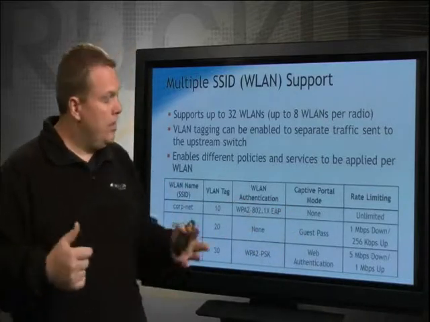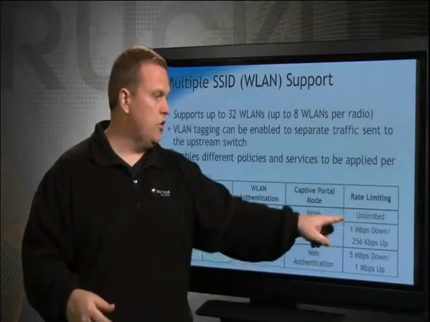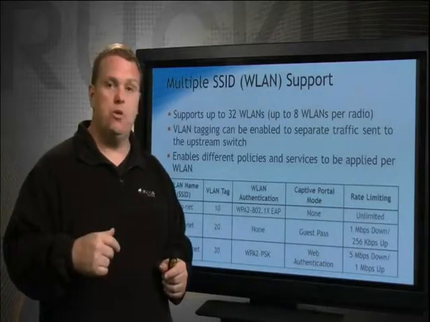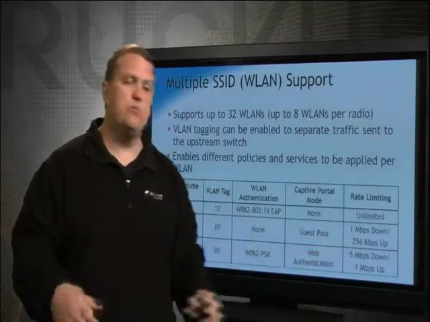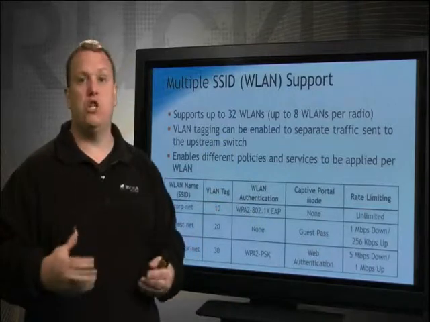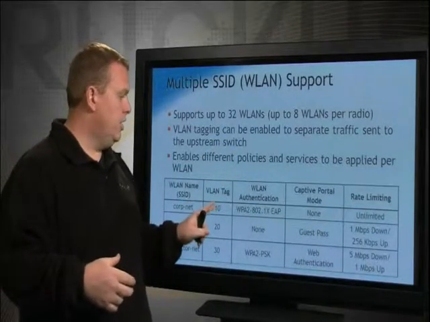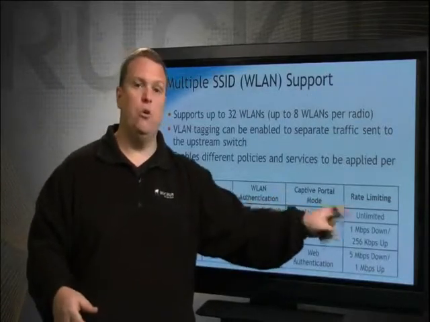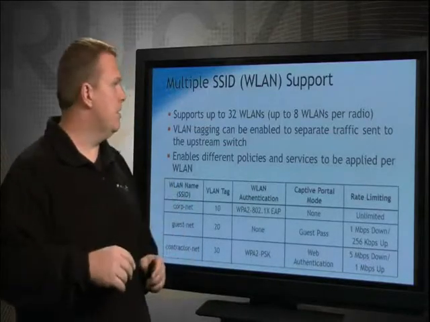The other advantage you can do inside of here is rate limiting. Internal clients, no rate limiting. Give them as much throughput as you want. Guest network, restrict them pretty tight, and then contractors, maybe you give them a bit more speed. But all of this is done in one screen. When you say, I want this SSID to have this tag, this type of authentication, this captive portal mode, and this rate limiting, it is all done on one simple screen that you'll see in other segments.